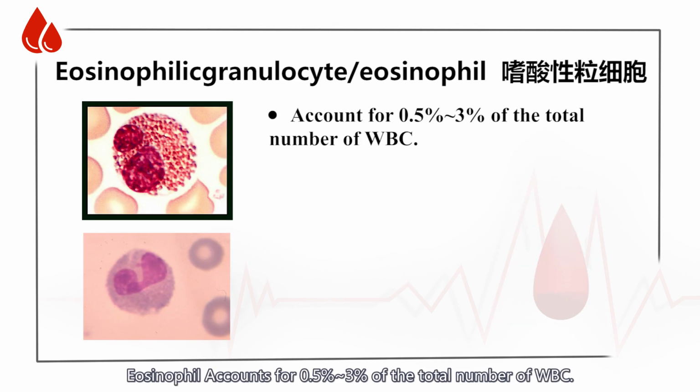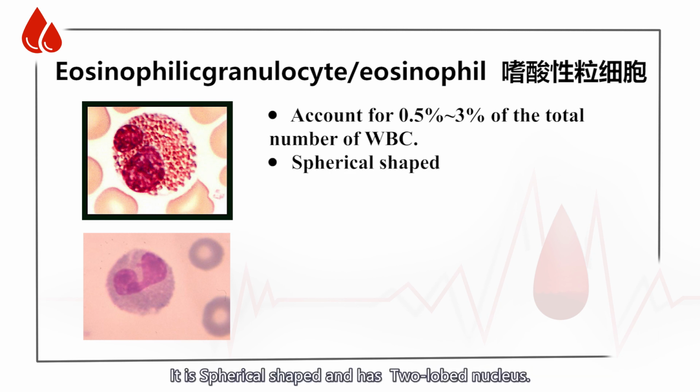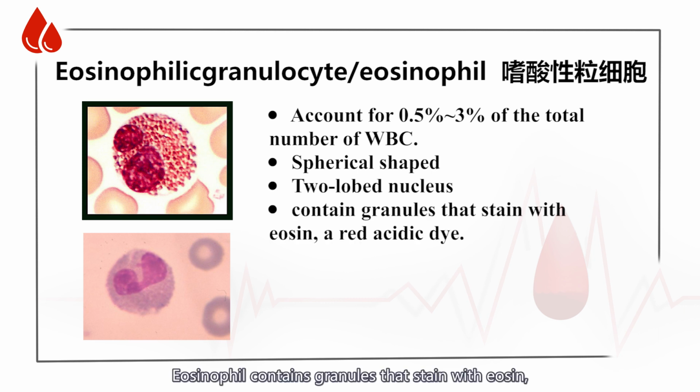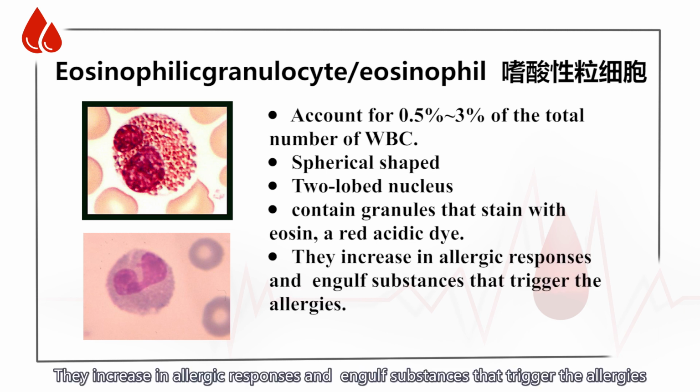Eosinophil accounts for 0.5 to 3% of total number of WBC. It is spherical-shaped and has a two-lobed nucleus. Eosinophil contains granules that stain with eosin, a red acidic dye. They increase in allergic responses and engulf substances that trigger allergies.